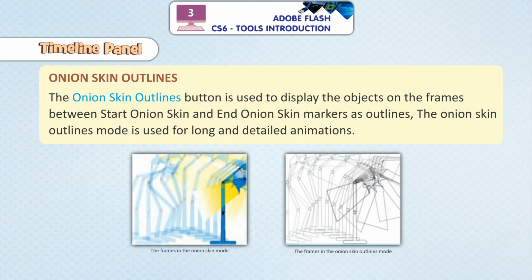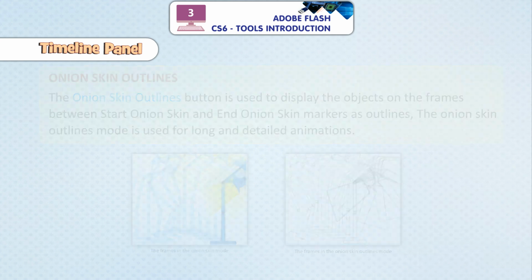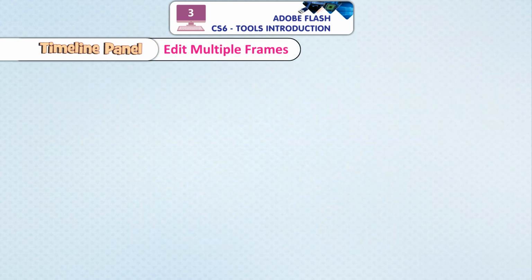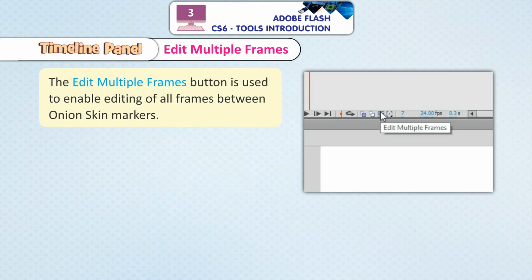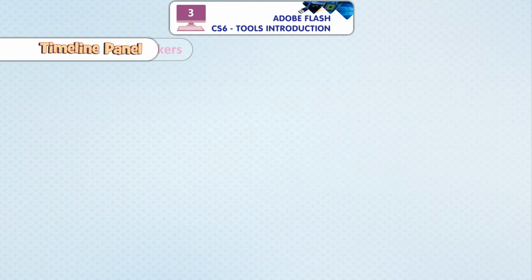Onion Skin Outlines. The Onion Skin Outlines button is used to display the objects on the frames between the Start Onion Skin and End Onion Skin markers as outlines. The Onion Skin Outlines mode is used for long and detailed animations. Edit Multiple Frames. The Edit Multiple Frames button is used to enable editing of all frames between the onion skin markers.